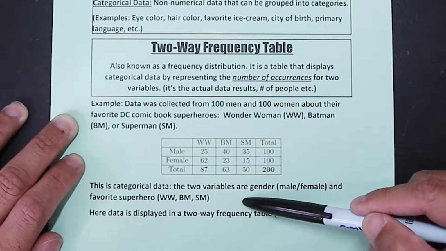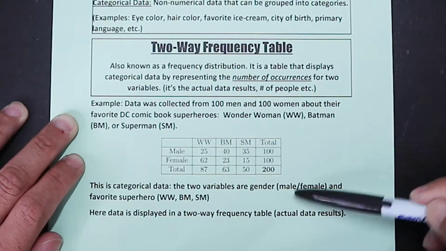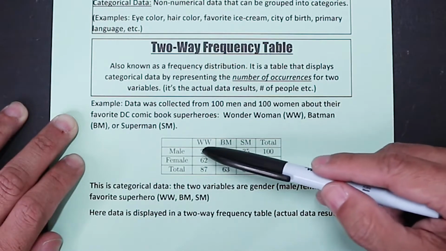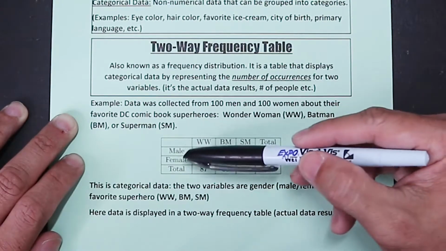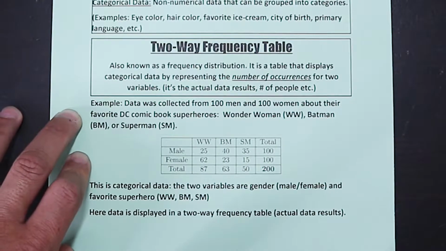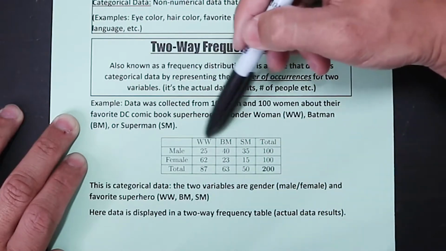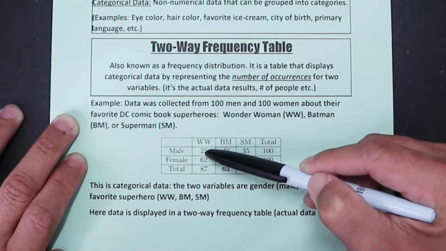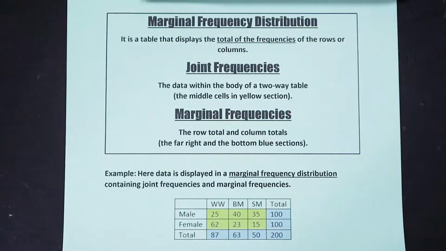The two variables are gender, right? So one categorical variable is gender, and the other categorical variable is their favorite superhero. And this is called a two-way frequency table. It's very similar to the multiplication tables that you have learned in the past, where you have some stuff on the left and some stuff on the top, and then here it's just the characteristics of these two categories. We're going to take a look at more detail in this table.